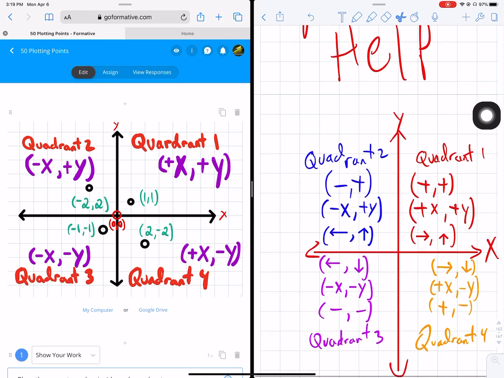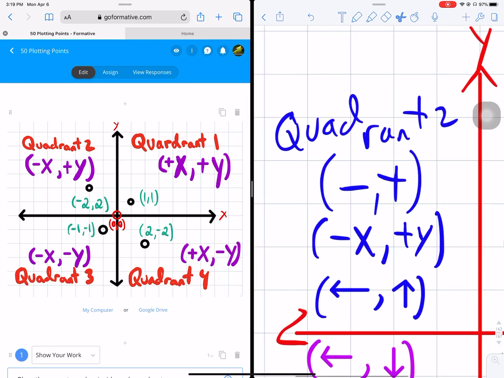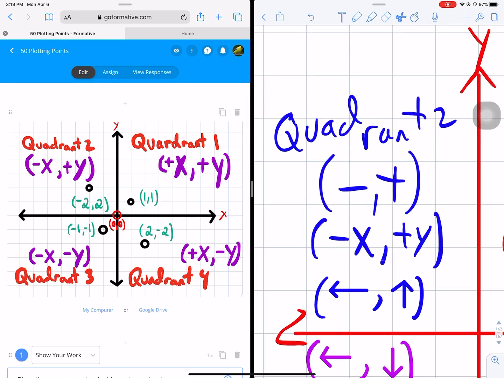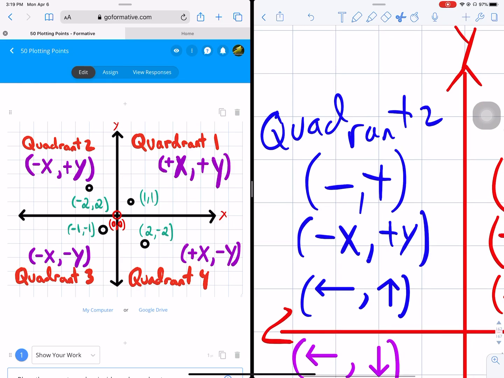When you get to quadrant 2, we're actually going to go left from the origin, from 0, 0. We're going to count this way first, and then up. So if it was negative 1, 2, we go negative 1, up 2. If it was negative 3, 4, we'd go over negative 3 and then up 4. Left and then up. Negative x, positive y, negative, positive. A little cheat sheet there.